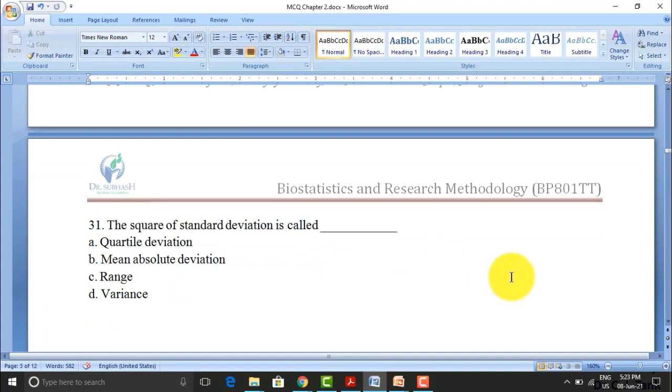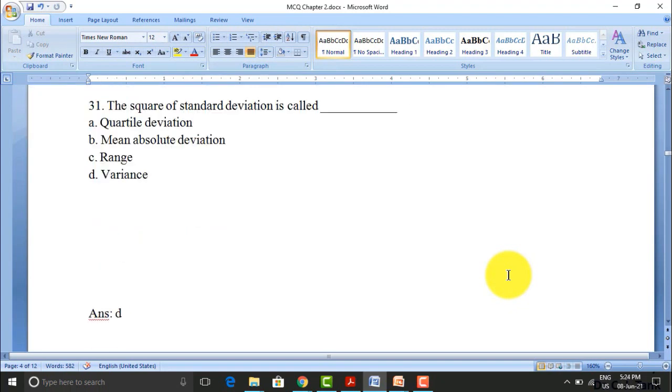Next question, the square of standard deviation is called option A, quartile deviation. Option B, mean absolute deviation. Option C, range. Or option D, variance. Here the correct answer is D, that is the variance. The square of standard deviation is called variance.